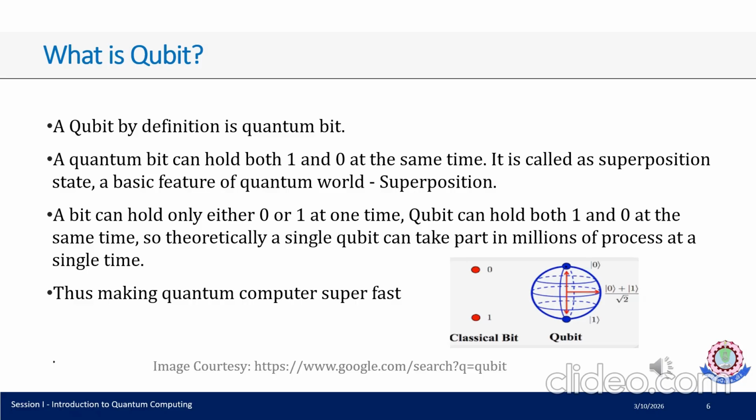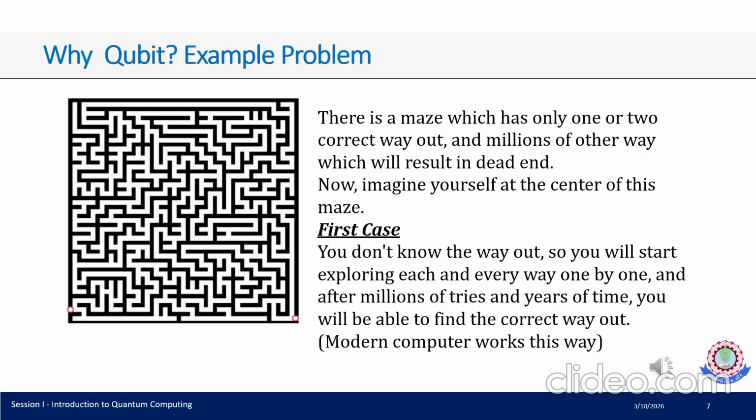This is called a superposition state, which is a basic feature of the quantum world, called superposition. A bit can hold either 1 or 0 at one time. A qubit can hold both 1 and 0 at the same time. So theoretically, a single qubit can take part in millions of processes at a single time, thus making a quantum computer super fast.